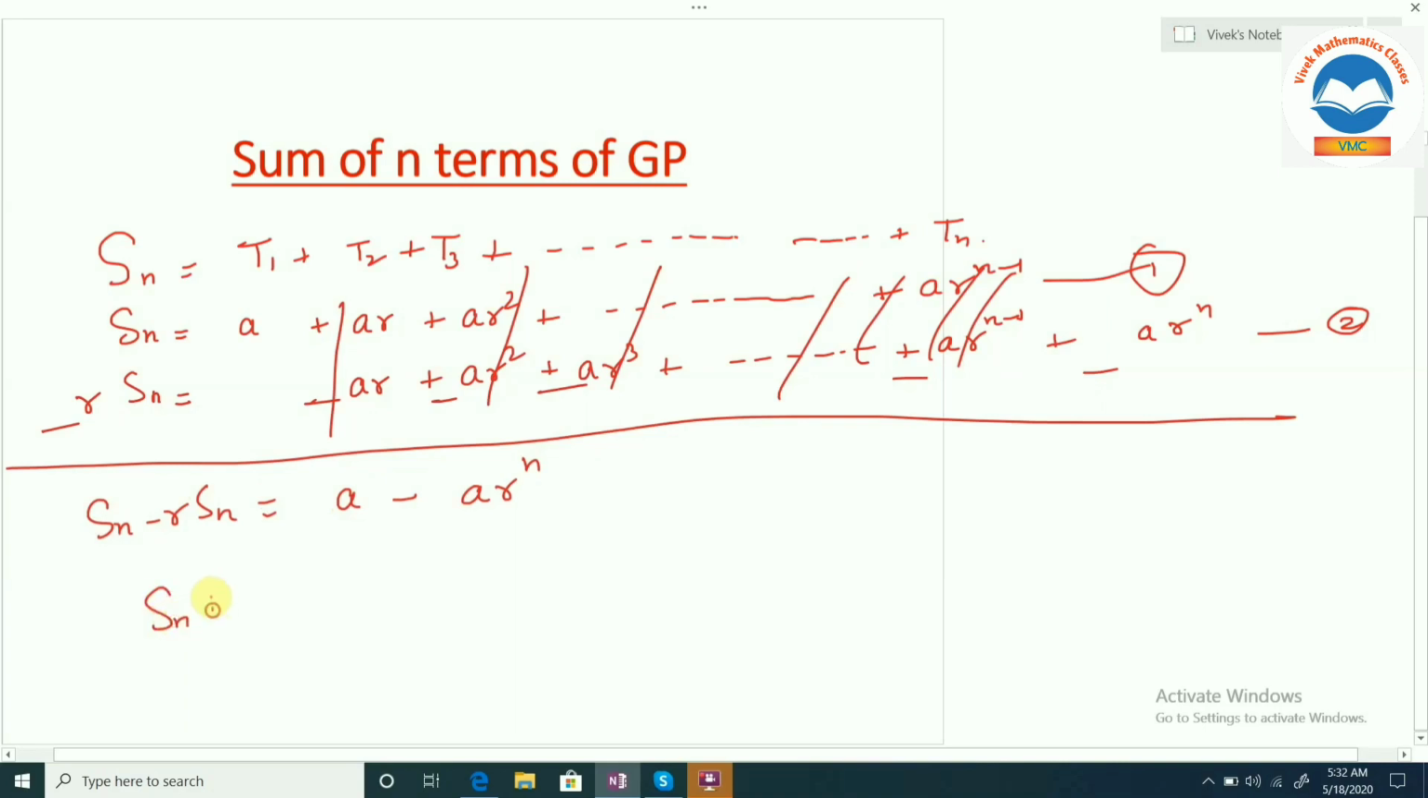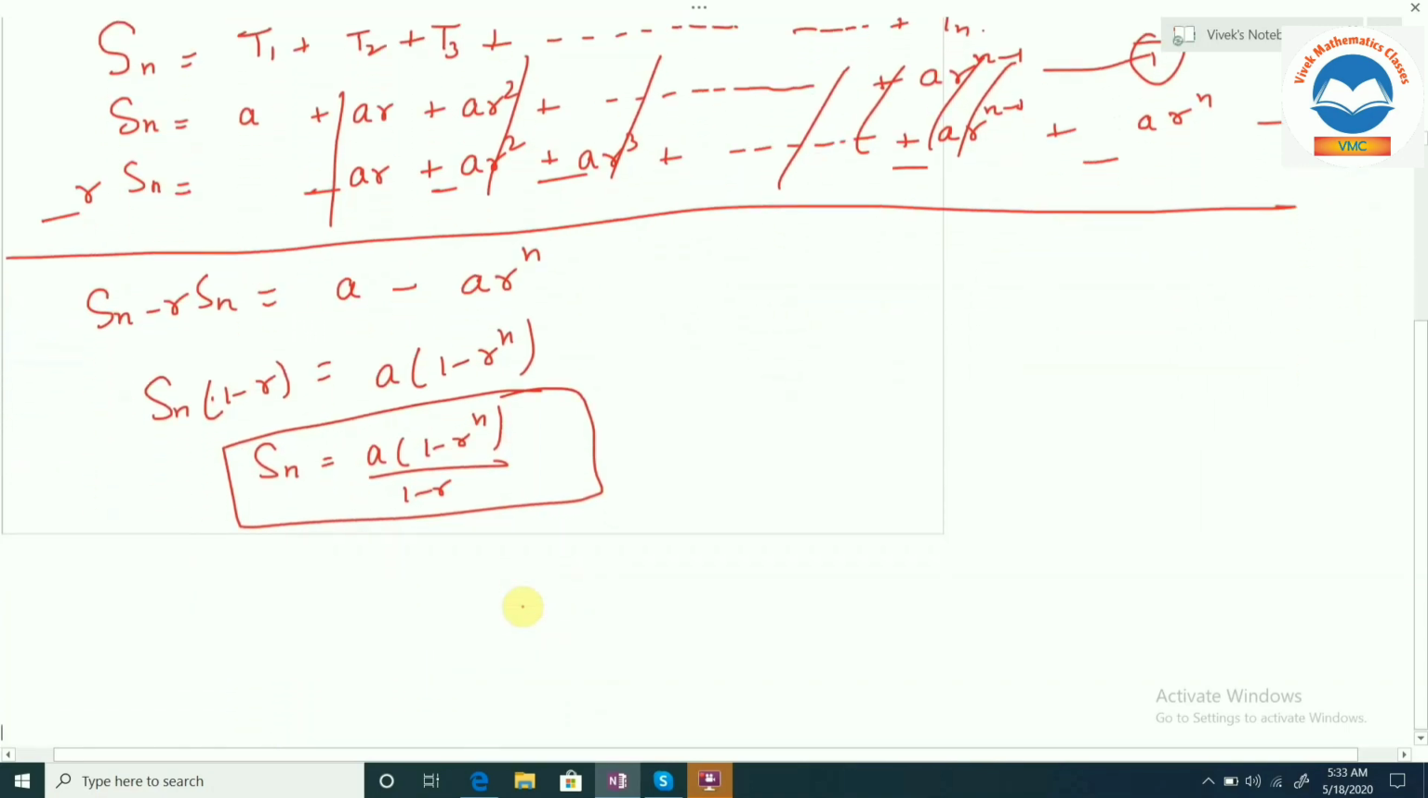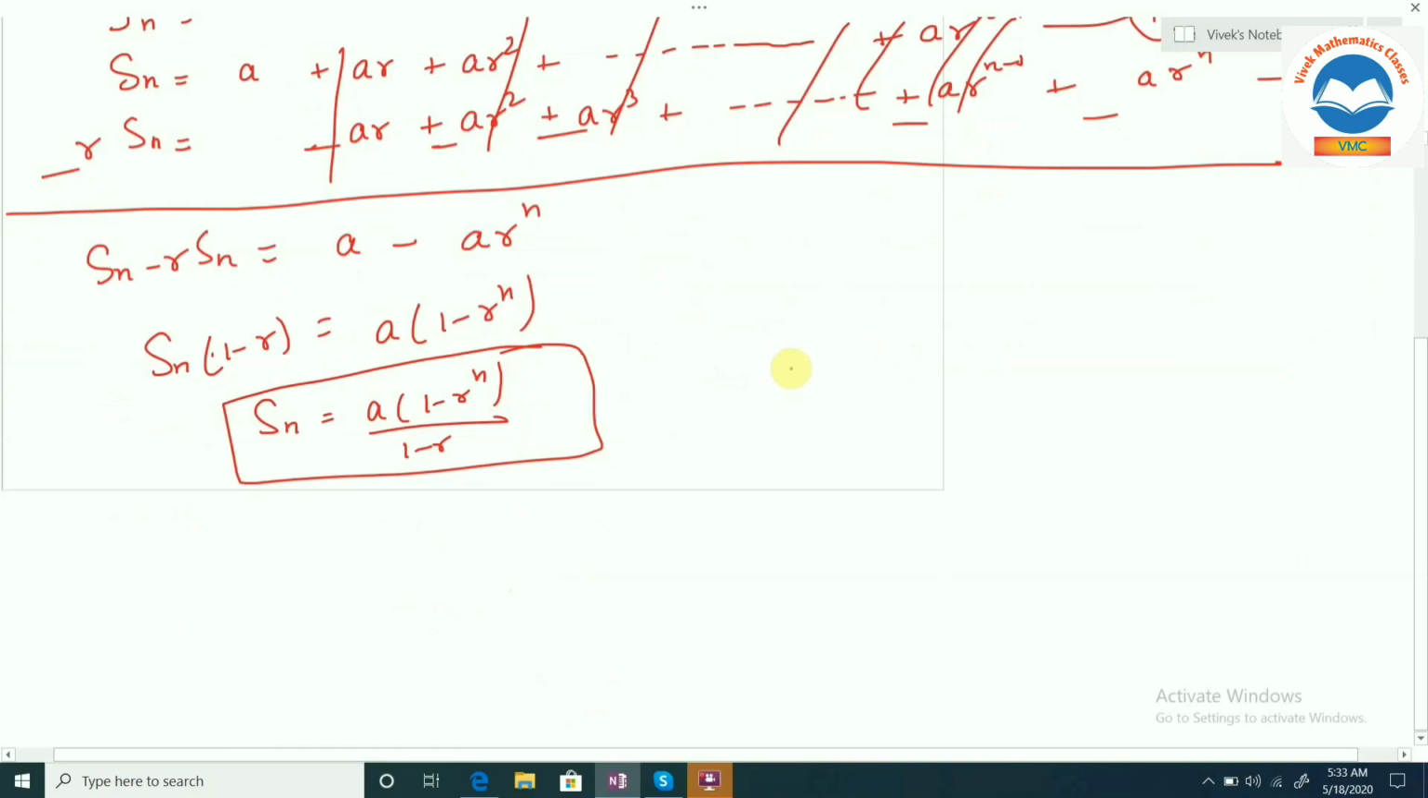So Sn into 1 minus R will be equal to A, and if you take common, you will get 1 minus R to the power n. So Sn will be A into 1 minus R to the power n divided by 1 minus R. This will be your sum of n terms formula. Sometimes we can write this formula like this also: Sn equal to A into R to the power n minus 1 divided by R minus 1. Both are actually the same.